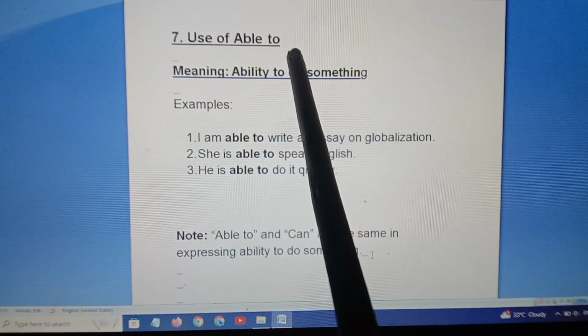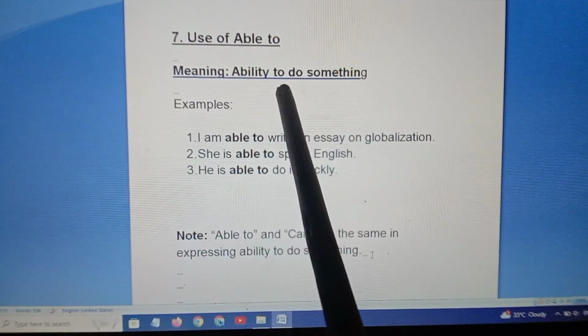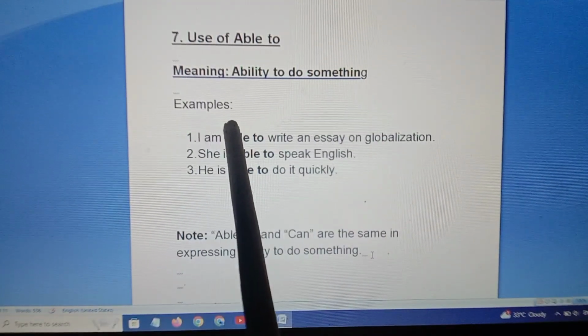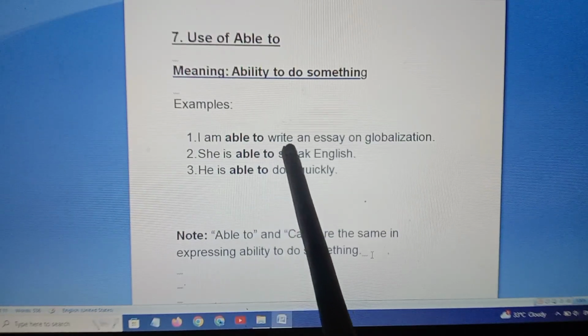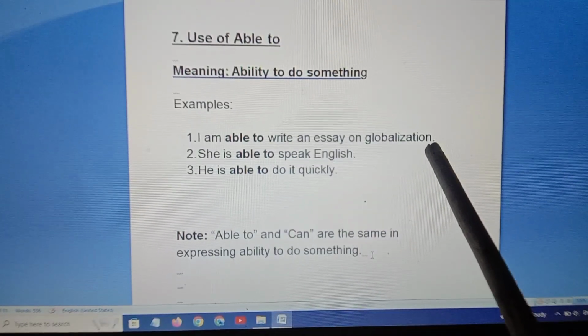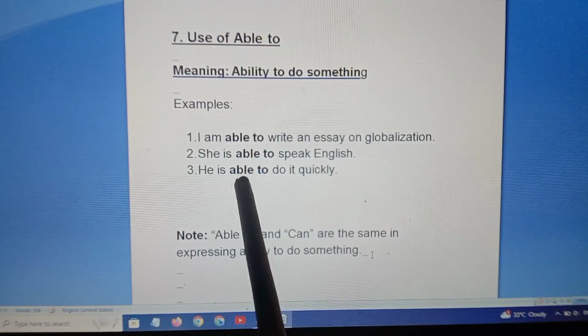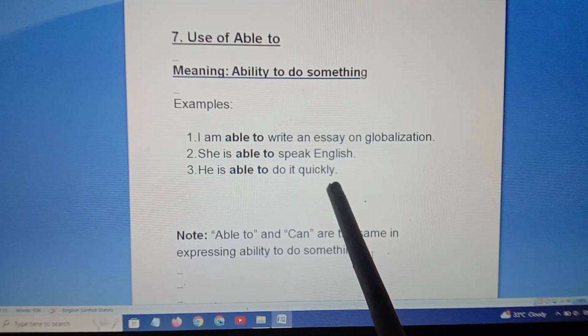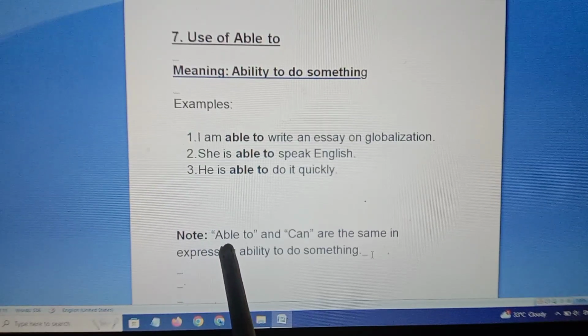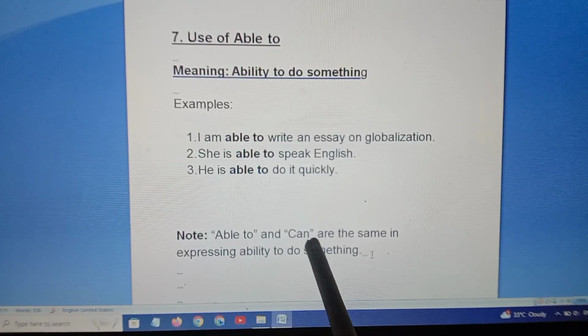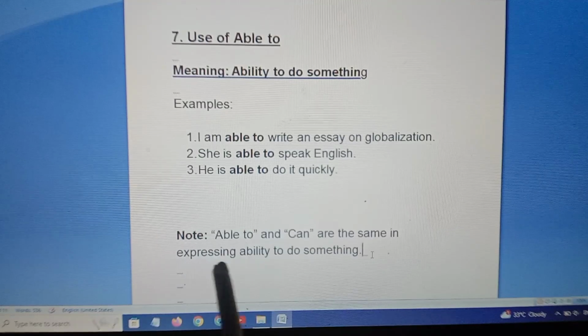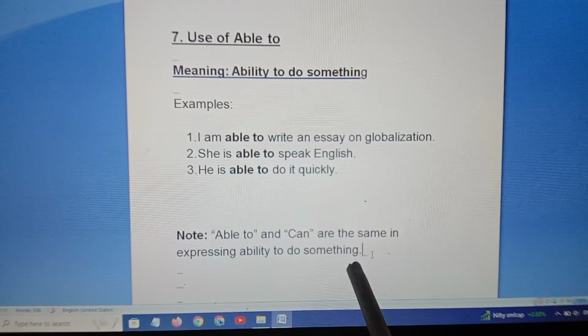Use of able to, meaning ability to do something. Examples: I am able to write an essay on globalization. She is able to speak English. He is able to do it quickly. Note also that able to and can are the same in expressing ability to do something.